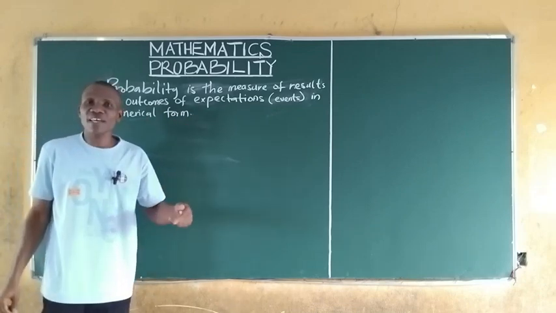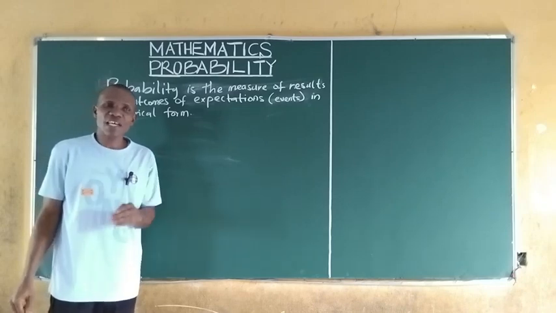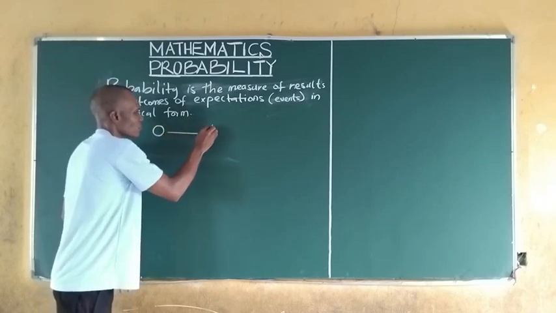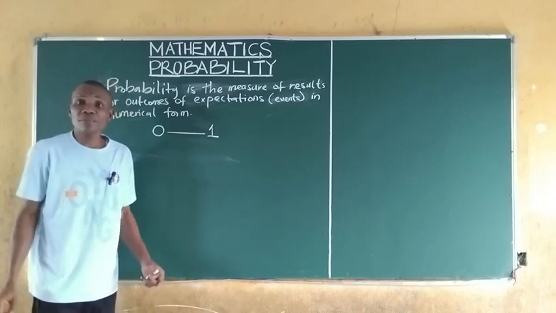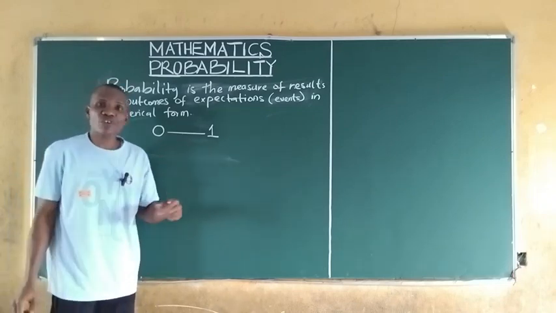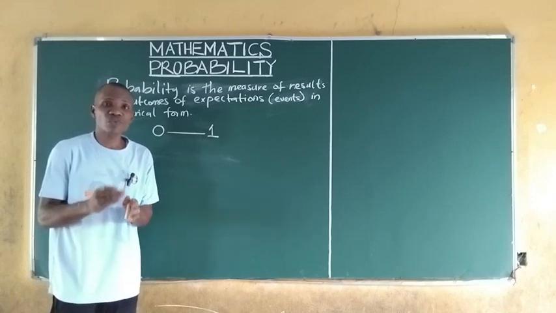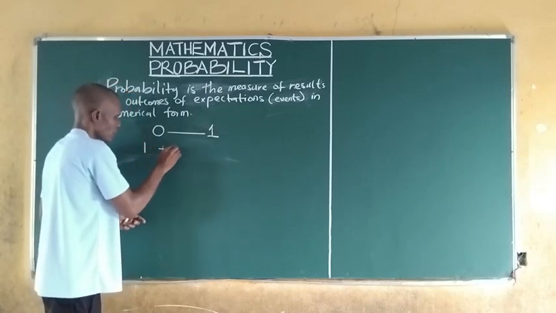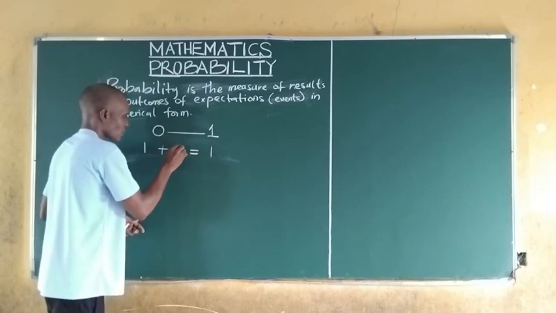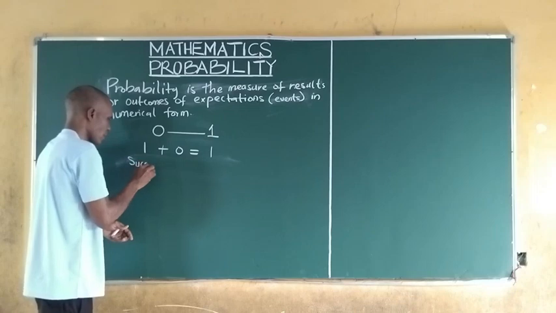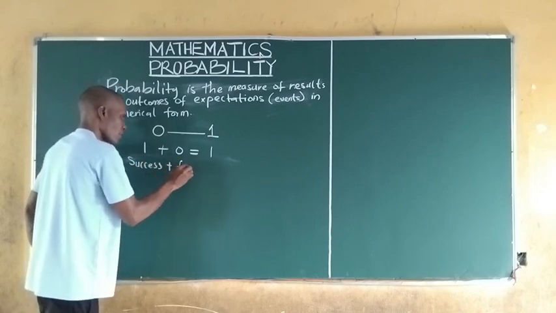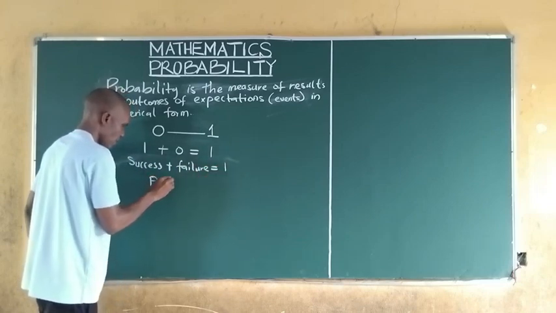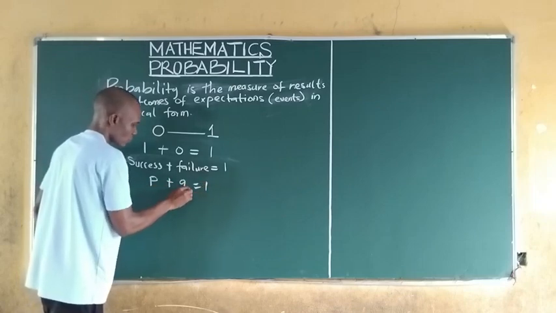The number usually assigned to a probability stands between 0 and 1. It means in elementary probability, when you solve any equation, your answer should fall between 0 and 1. It means that the probability of 1 plus 0 is equal to 1, or the probability of success plus failure is equal to 1, or better put, P plus Q is equal to 1.